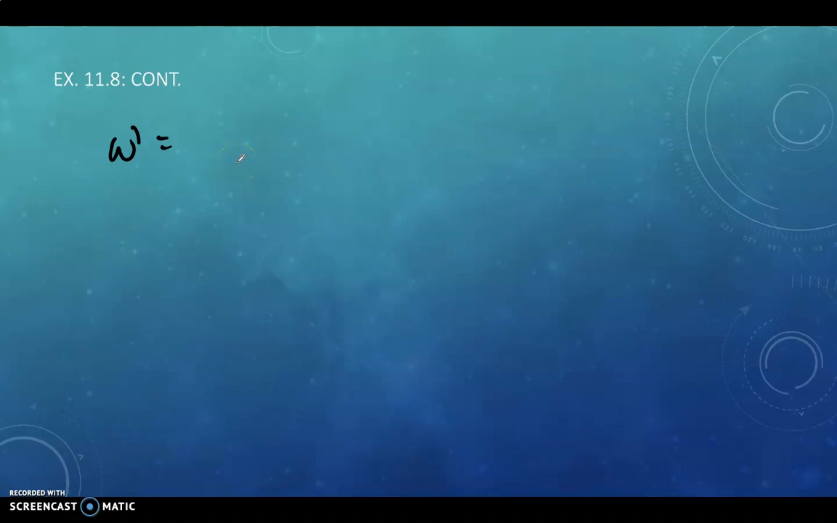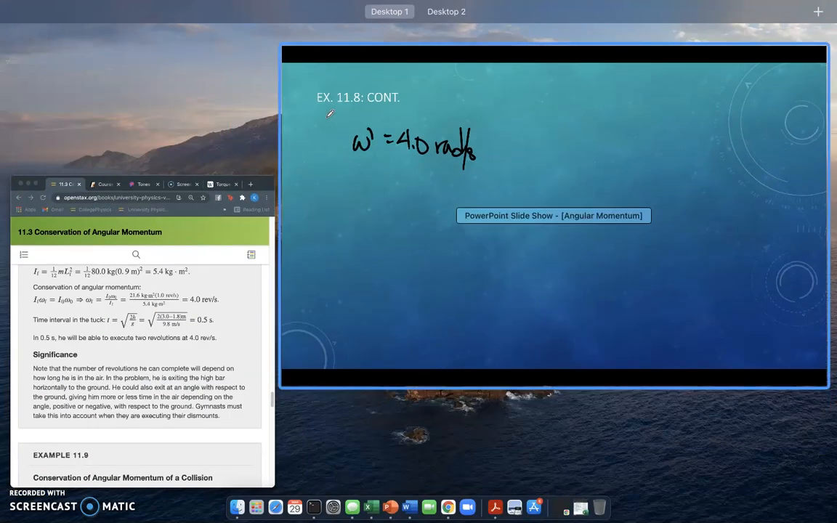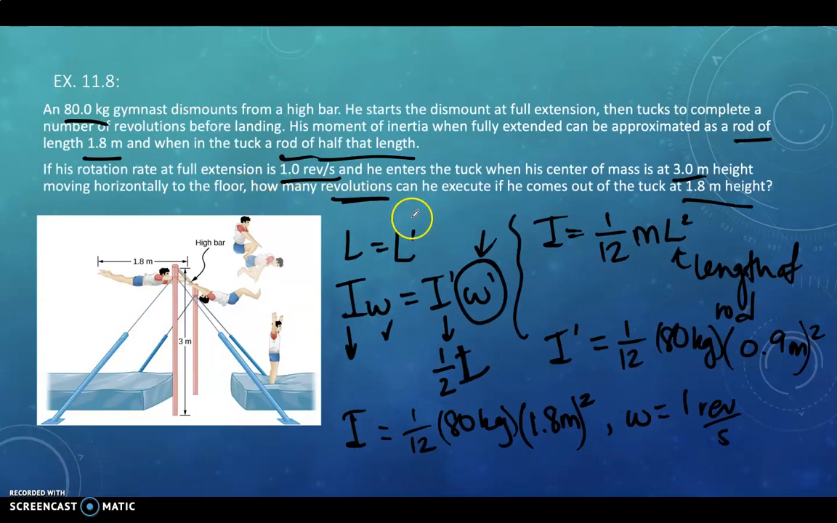Let's go ahead and continue example 11.8. So we found our omega prime to be 4 revolutions per second. Now we want to find the number of revolutions, right? That is the whole question. How many revolutions can he execute?